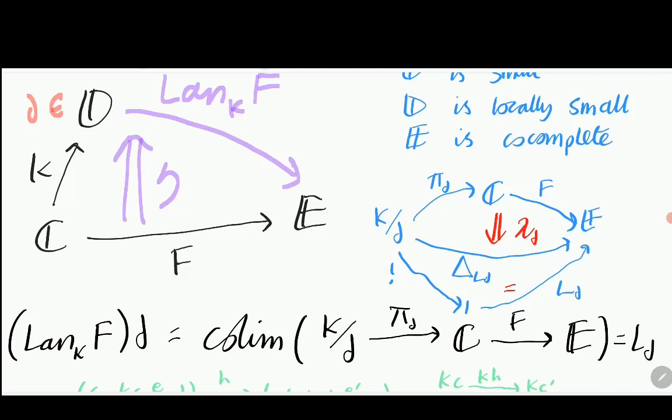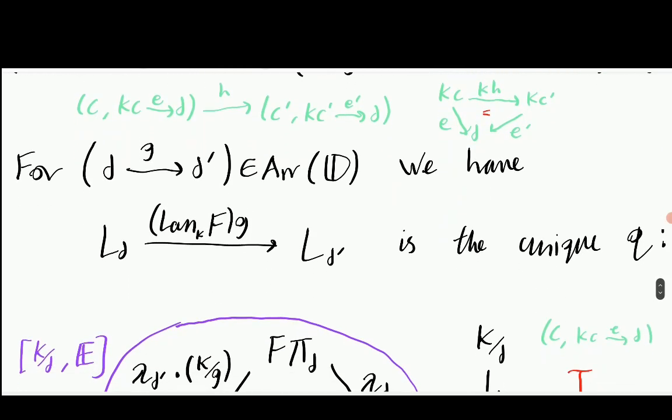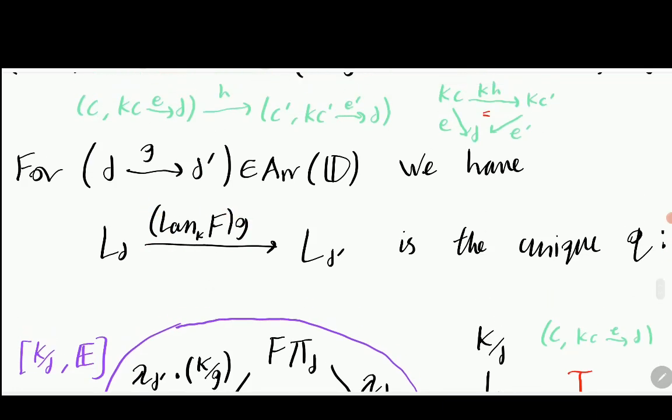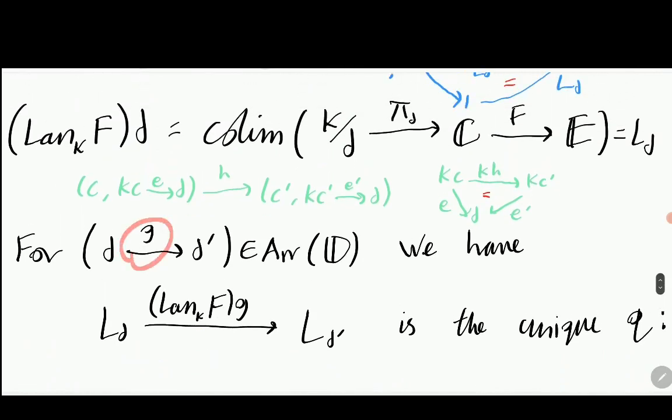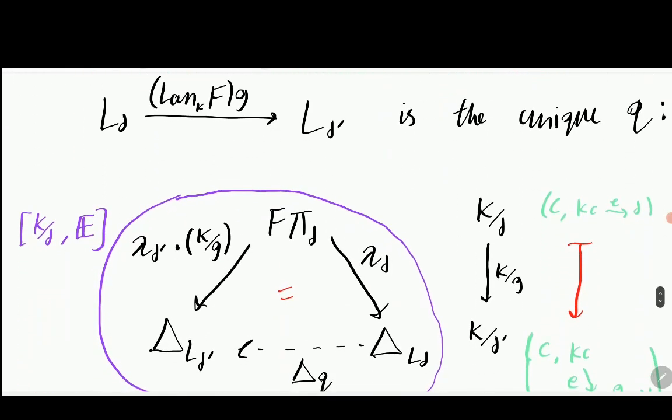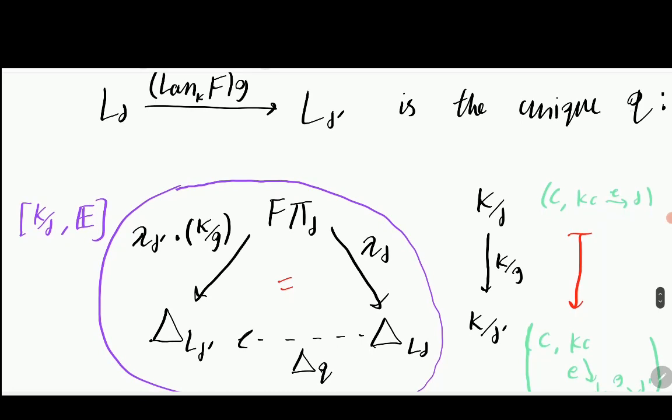So this is telling us how this functor here is defined on objects. How is it defined on arrows? Well, basically, if we have an arrow g from D to D dash, then it's going to get sent by our left Kan extension of K along F to this arrow Q here, which is going to be unique such that this kind of triangle commutes.